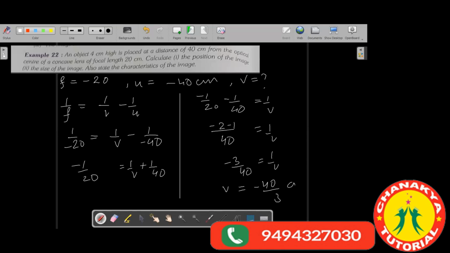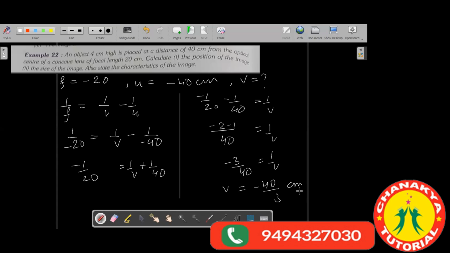So what type of image is formed? Is it real or virtual? Virtual. The image distance is negative, so the image is formed before the lens, and hence it is a virtual image. Now we can find the magnification.